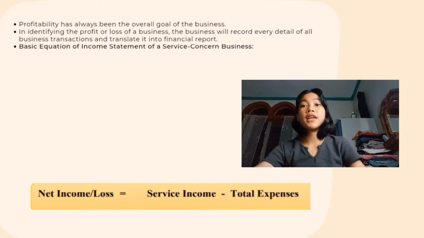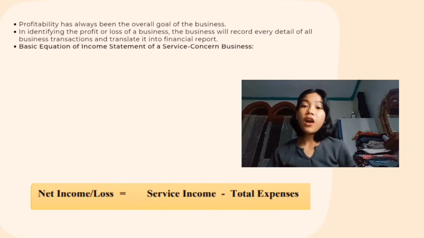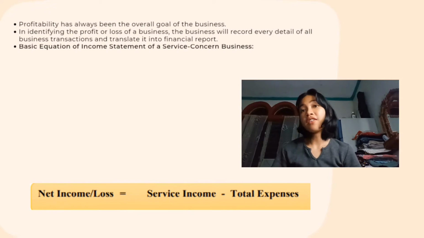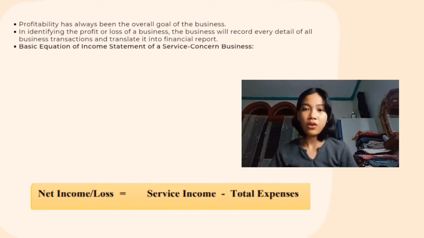Here we have the basic equation of the income statement of a service business. Through this equation, we can determine whether the earnings of our business is a net income or a net loss. So when your revenue is higher than your expenses, you make a profit. And when your expenses are higher than your revenue, you'll see a loss.